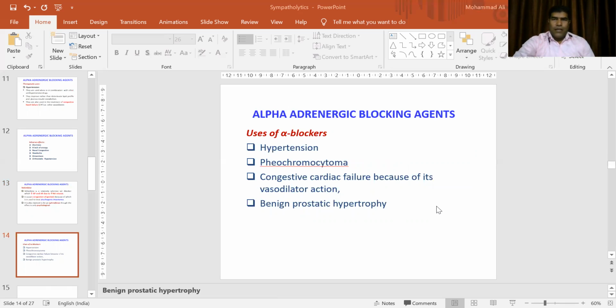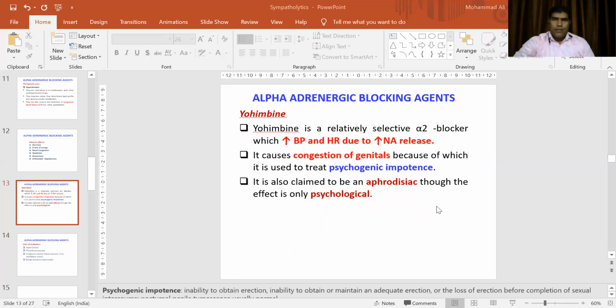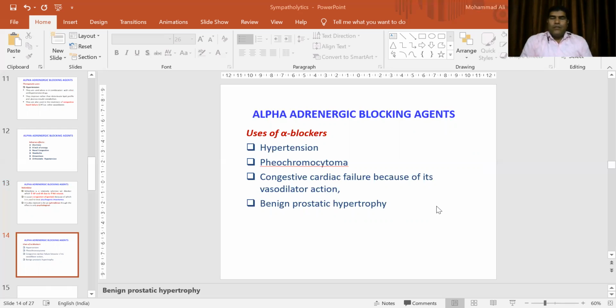The main uses of the alpha adrenergic blocking agents are hypertension, pheochromocytoma, congestive cardiac failure because of its vasodilator effect, and benign prostatic hypertrophy. These are the uses of the alpha blocker.